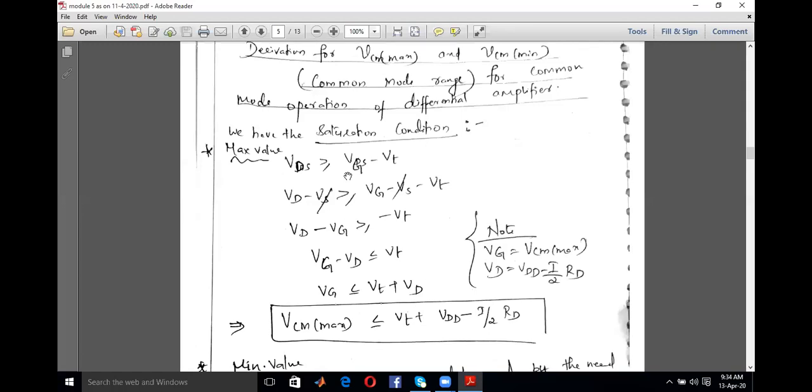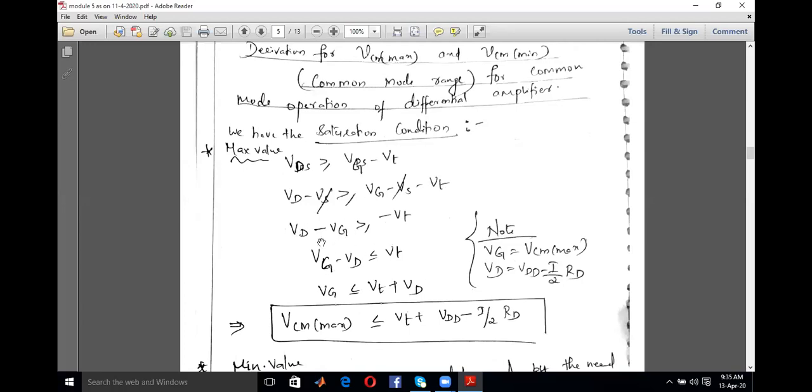I told you the transistor should be in saturation. What is the condition for saturation? You can recall it from the first module. It is VDS greater than or equal to VGS minus VT. That is, VD minus VS greater than or equal to, instead of VGS, you can write VG minus VS, minus VT. You can cancel VS from both sides. VG you can take here. So VD minus VG greater than or equal to minus VT.